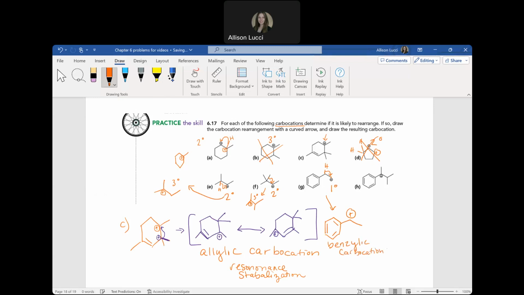All right, and let's look at our last example here. This is a tertiary carbocation already, and it is specifically a benzylic carbocation. So it's the same as what would occur in example G. This will not have a rearrangement because it's already as stable as it can be. So that's everything for example 6.17. We'll continue with 6.18 in the next video.